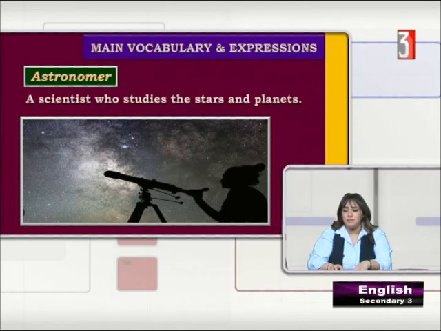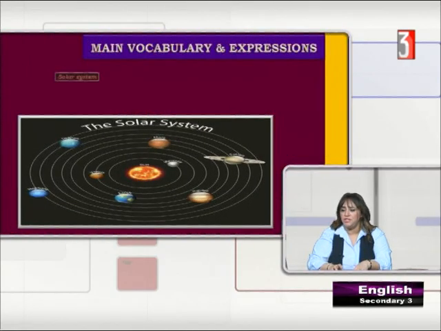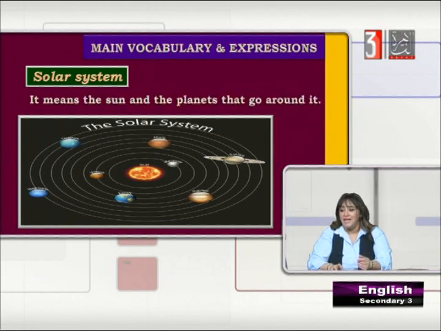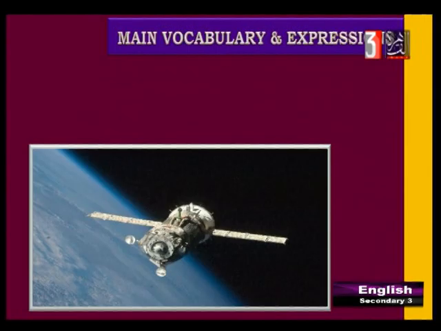Okay, let's move to the third photo, which is the solar system. What is the solar system? It means the sun and the planets that go around it. So here we're still continuing to work on vocabularies.